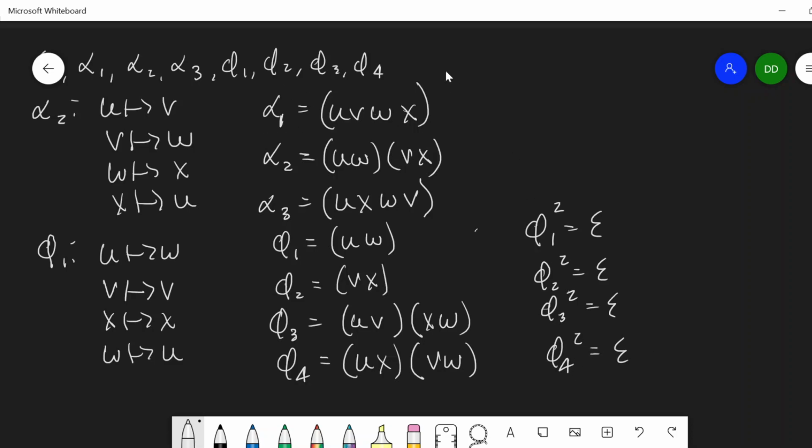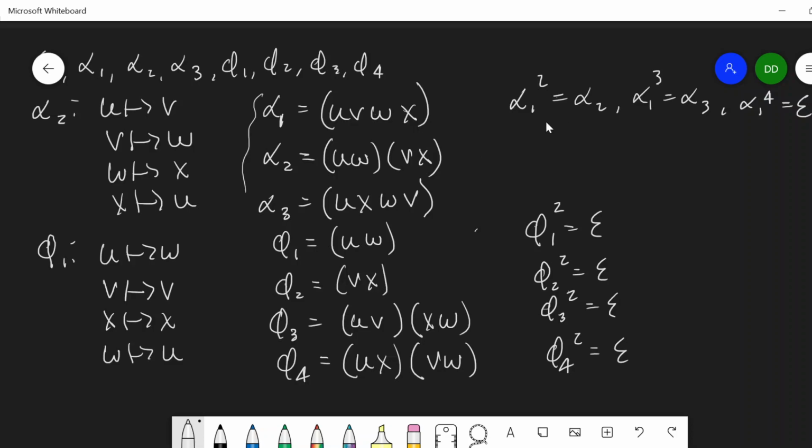Let's see, alpha 1, if I square alpha 1, if I compose it with itself, I end up with alpha 2. If I do alpha 1 cubed, I'll end up with alpha 3. And if I do alpha 1 to the 4th, I'll end up with the identity. So what this actually establishes is that this identity, alpha 1, alpha 2, alpha 3, is a subgroup of the automorphism group.